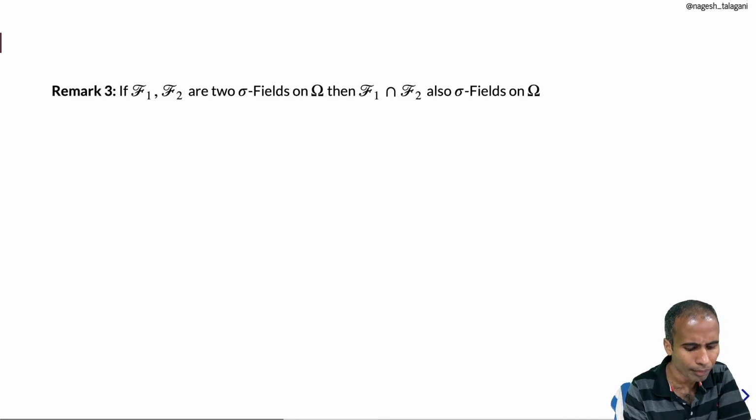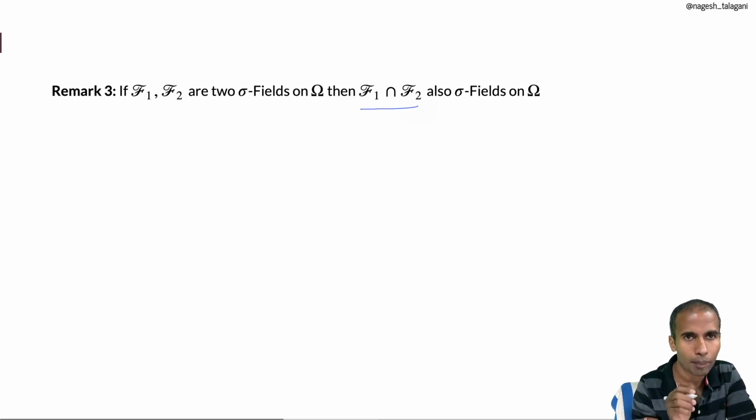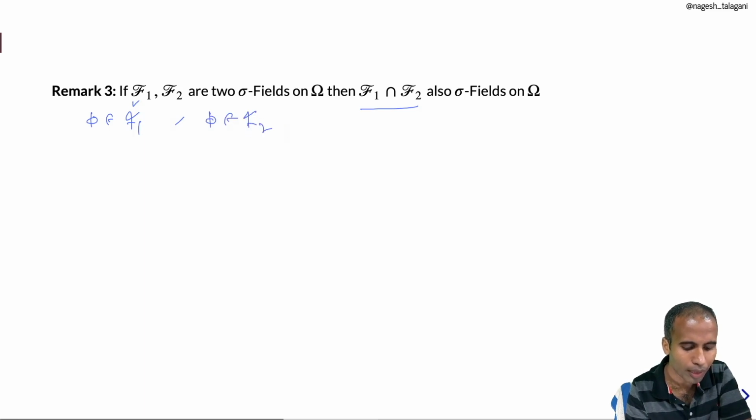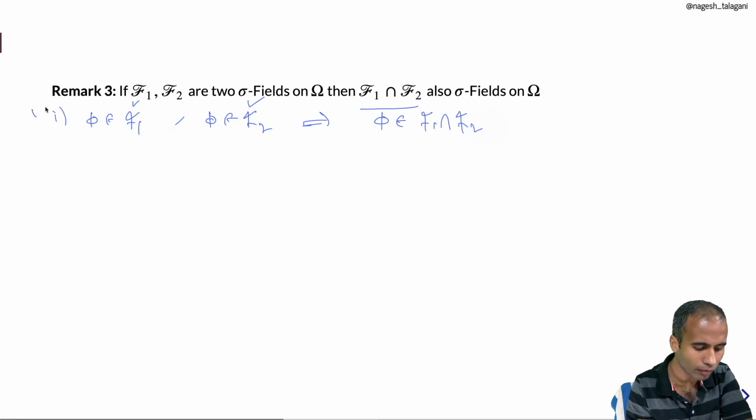If script F1 and script F2 are two sigma fields on omega, then script F1 intersection script F2 also will be a sigma field on omega. So we need to check three conditions for this. First of all, I want to show that the empty subset is always a candidate from script F1 intersection script F2. But I know that the empty subset is a candidate from script F1 because script F1 is a sigma field. The empty subset is also a candidate from script F2 because script F2 is also a sigma field. That implies the empty subset is always a candidate from script F1 intersection script F2. So condition 1 is verified.